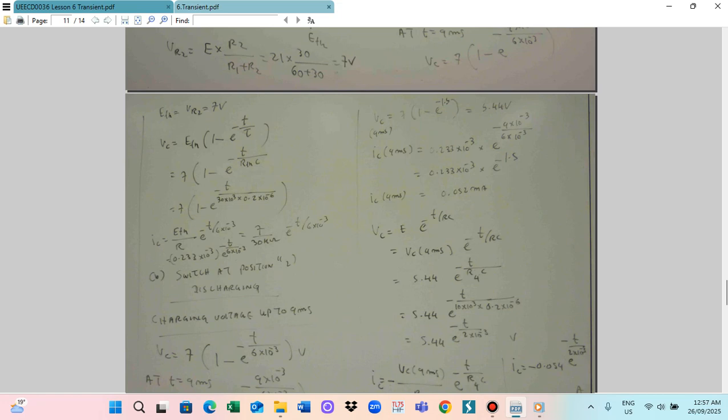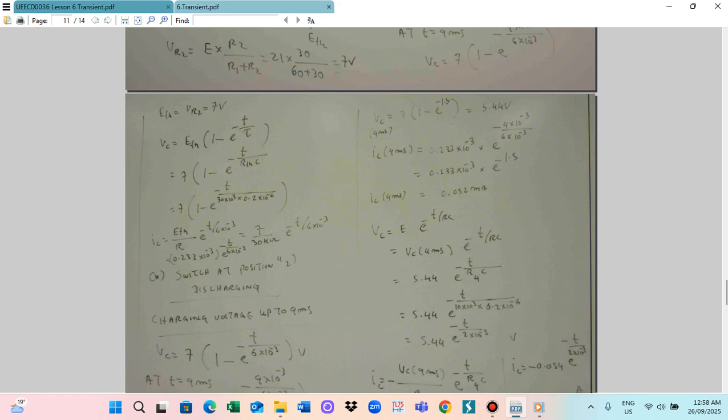In this case, at position 1, the resistor is R1 and the capacitor is C, so in place of RC you have to substitute R1 into C. So for the capacitor charging current, IC is equal to E by R1, e power minus t by R1C. Substitute E as 10 volt, and resistor R1 is 100 kilo ohm, 100 into 10 power 3.